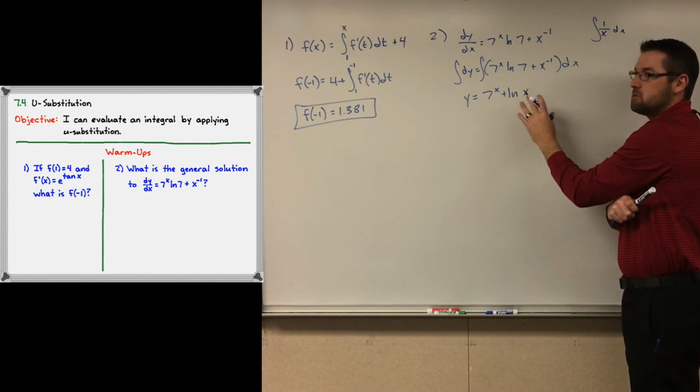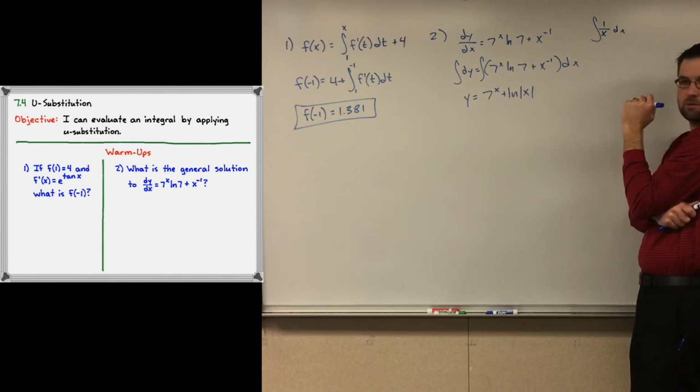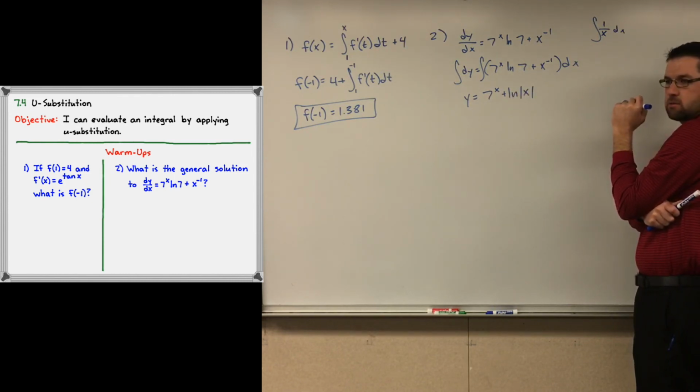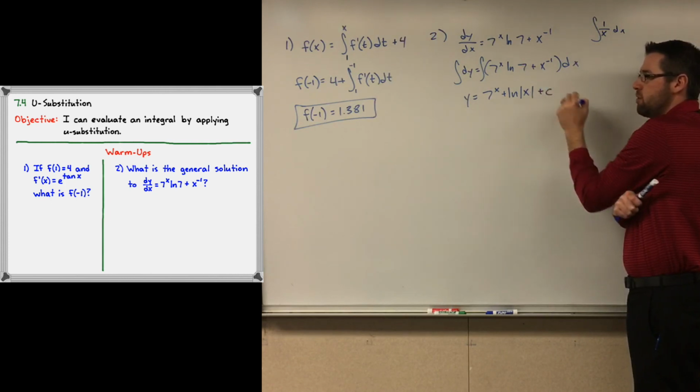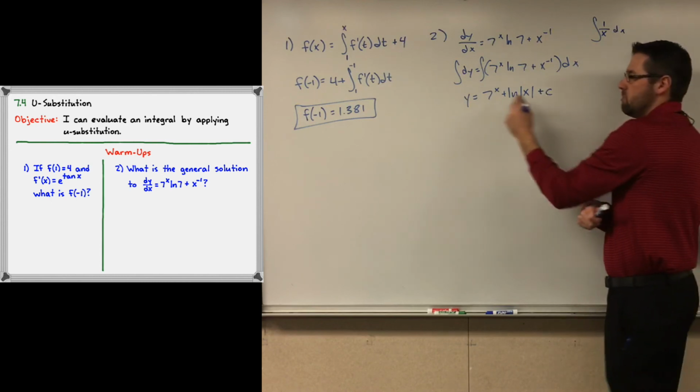Keep in mind and just get used to this. Again, we'll get more into why later. That should have absolute values, right? And what else? Plus c. If you do not have the plus c, you do not get the point because this is the general solution. The general solution must have plus c.